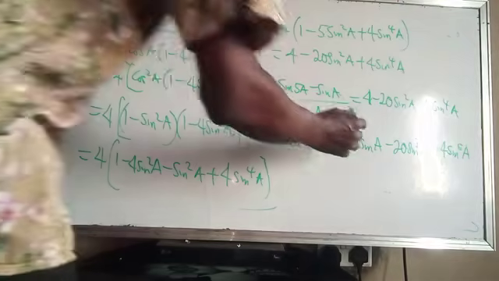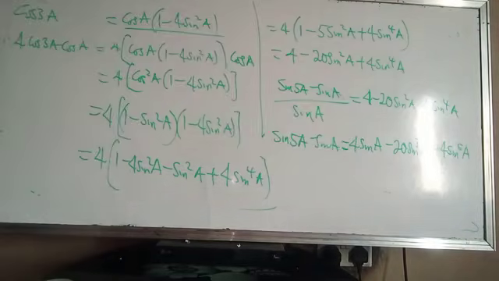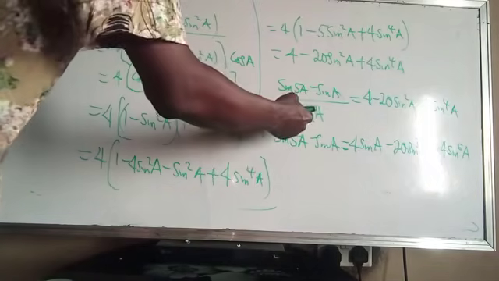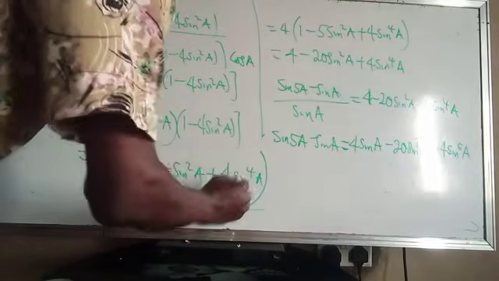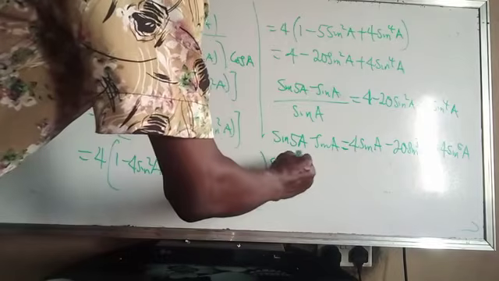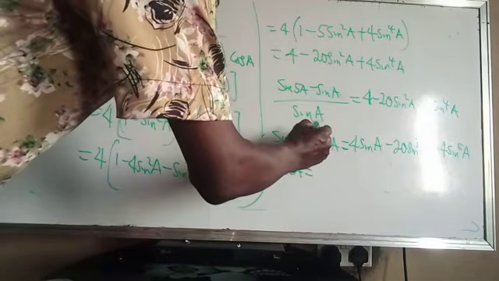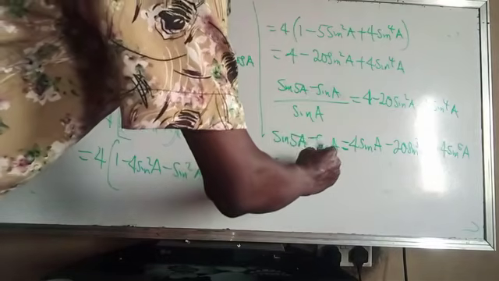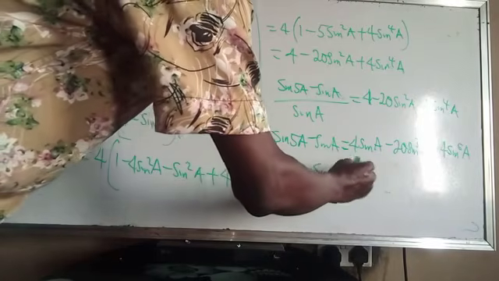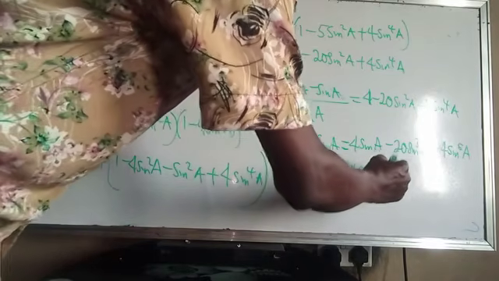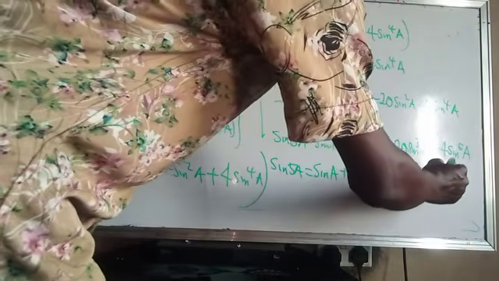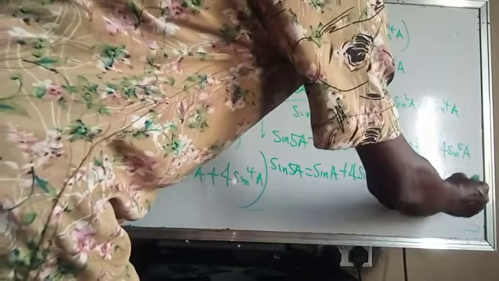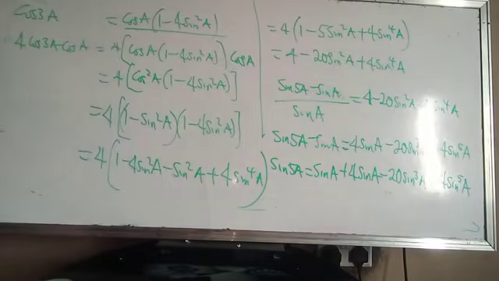I think, yes, that's beautiful. That is multiplying both sides by sine A. So this one will disappear. That's why we don't have the numerator there again. So collect like terms. We have sine 5A is equal to this minus sine A. When it comes here, it becomes plus sine A plus 4 sine A minus 20 sine cube A plus 4 sine raised to power 5A.